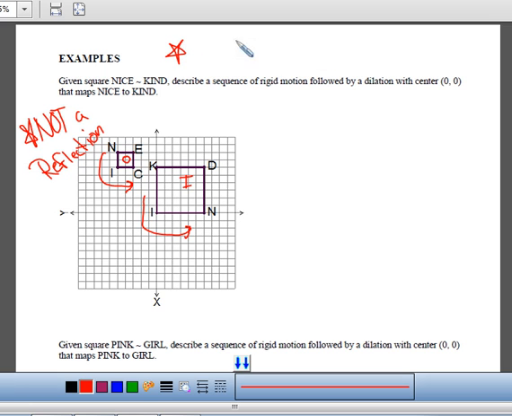Another hint that I want to give you, write this at the top: sometimes you may want to try working backwards. And this is a great example of when working backwards will make this a much easier job. Remember, the dilation is coming out of the center (0, 0). The original figure is NICE right here. We are going to have a middle image, or pre-image, right here, because it's coming out of the origin. We'll call it N', I', C', E'. That will then end up becoming KIND.